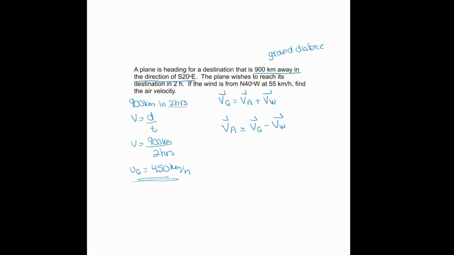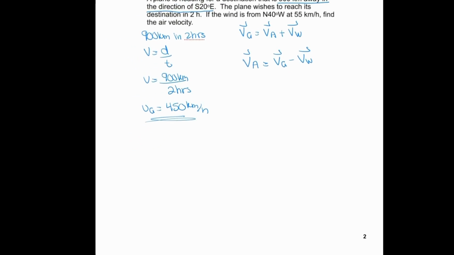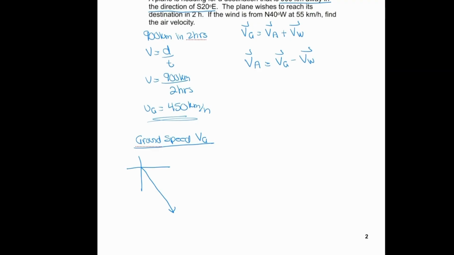So let's draw out what we have. I'm just going to move this up here a little bit. Let's start with the ground speed. So here's our ground speed, this is our VG. We know the direction. We know that it's heading south 20 degrees east, and it has a magnitude of 450 kilometers per hour.